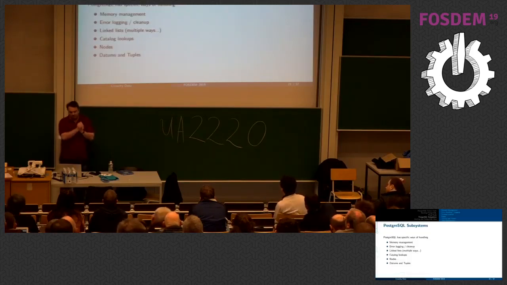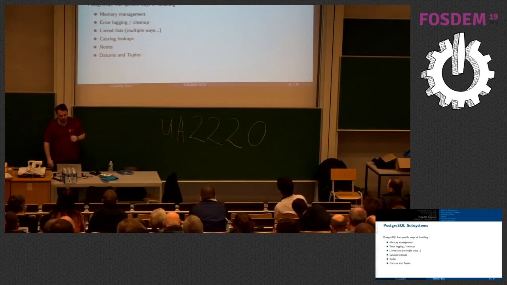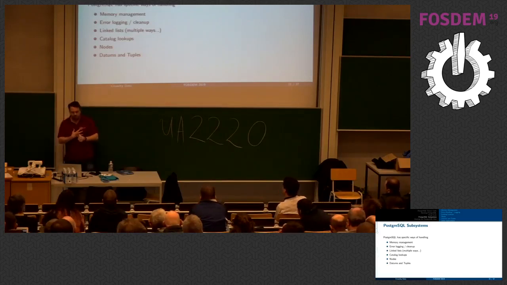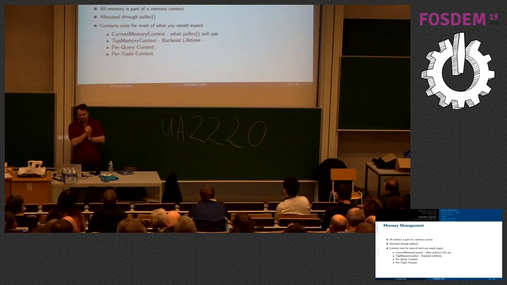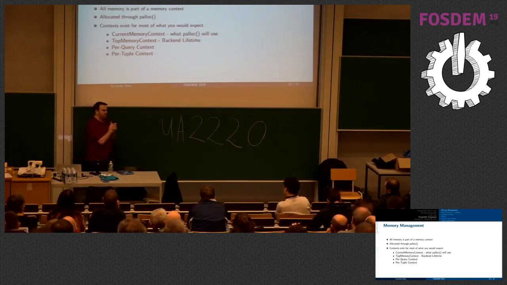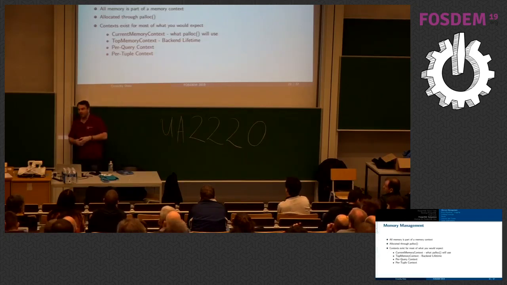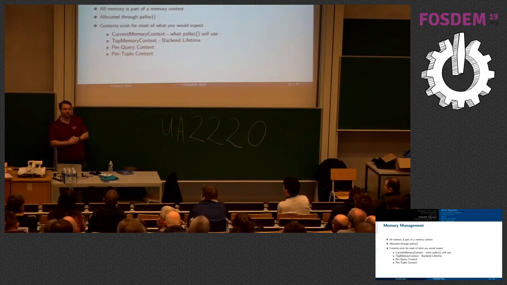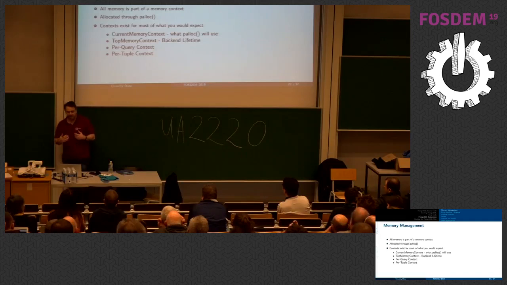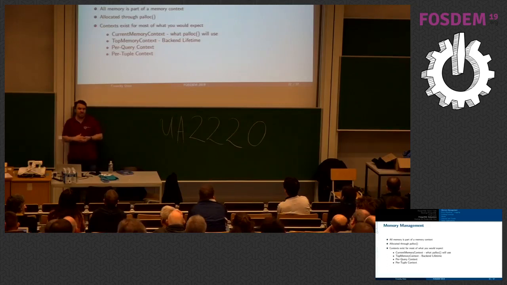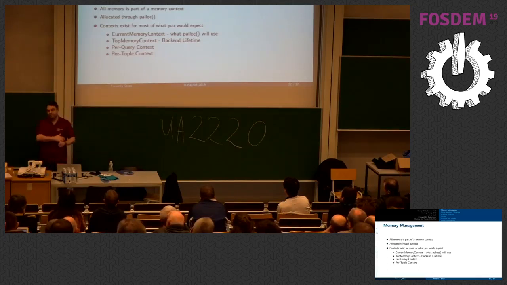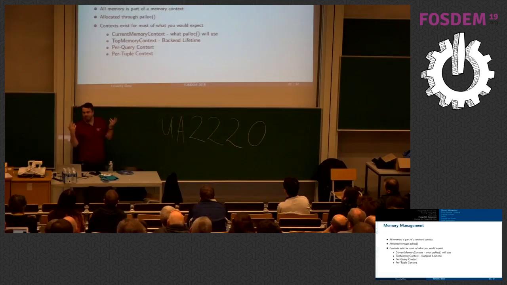So, all right, Postgres has a bunch of different subsystems, right? We have specific ways of handling memory management, error logging cleanup, linked lists, catalog lookups, nodes, datums, and tuples. So let's talk about that. When it comes to memory management, all memory allocated in the backend is done so inside of a context of some kind. If you want to allocate memory inside of Postgres that is going to be living throughout the lifetime of the backend process that you are currently operating inside of, you would allocate it inside of something called TopMemoryContext. If you allocate something inside of TopMemoryContext and you don't free it, then it's basically a memory leak.